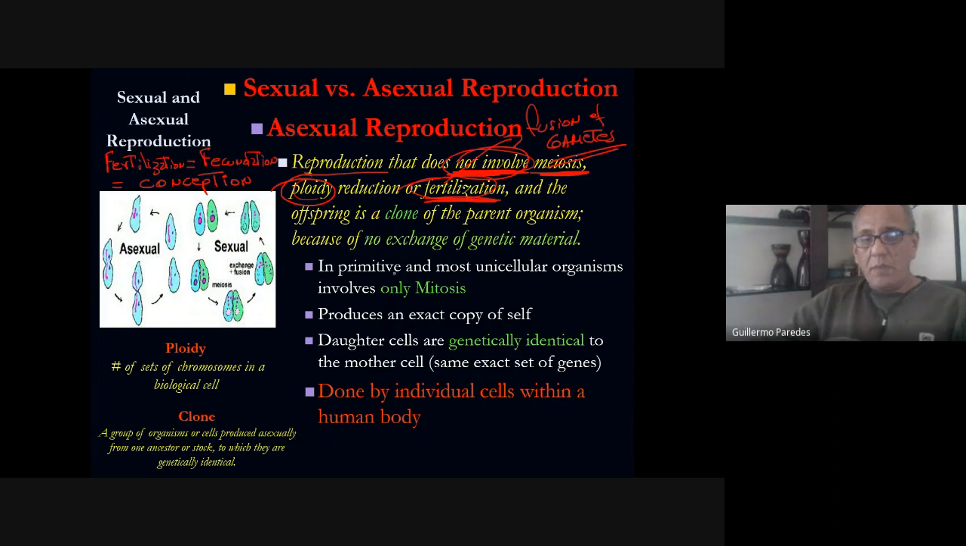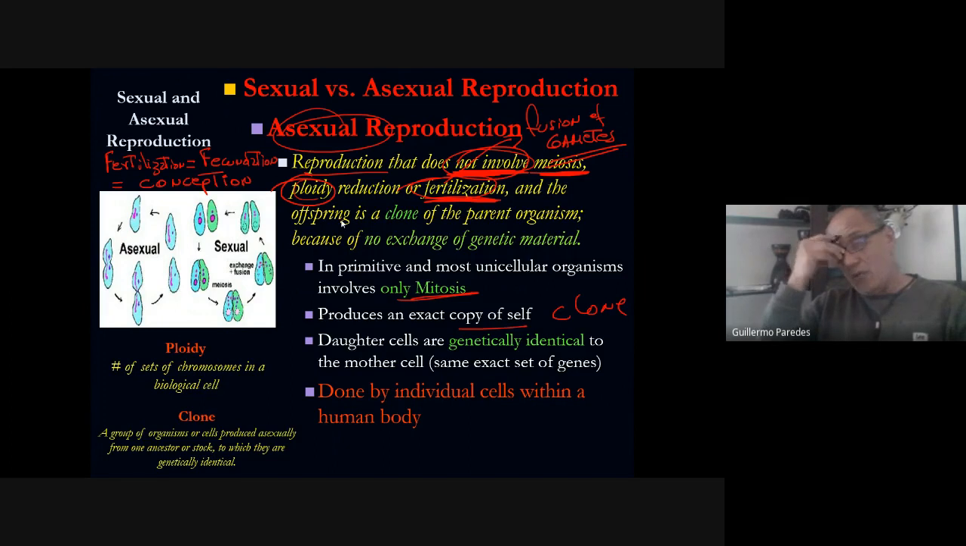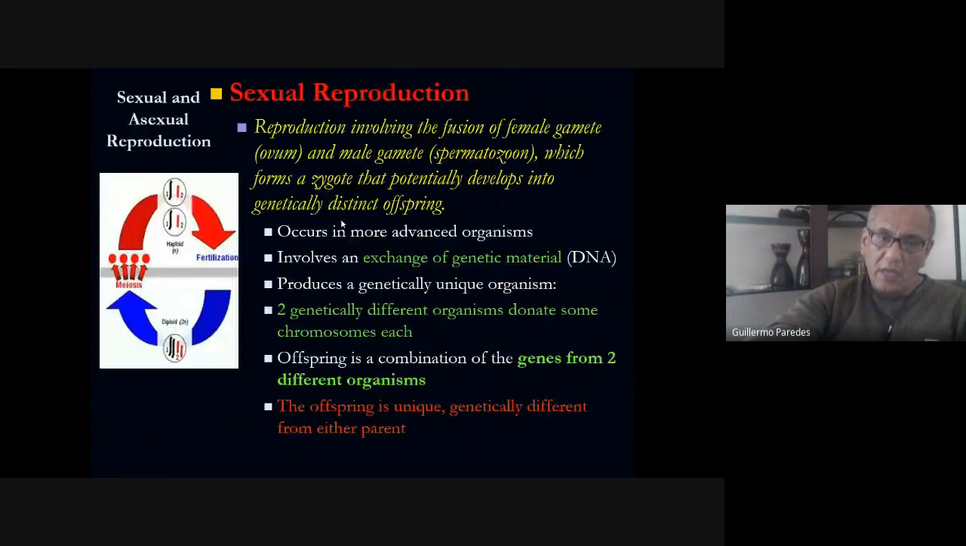Primitive and most unicellular organisms involve only mitosis, producing an exact copy of self, a clone. Daughter cells are genetically identical, and this is done by individual cells within the human body. So all the cells in the body perform asexual reproduction, and the only portion that has sexual reproduction is going to be the testicles and ovaries.